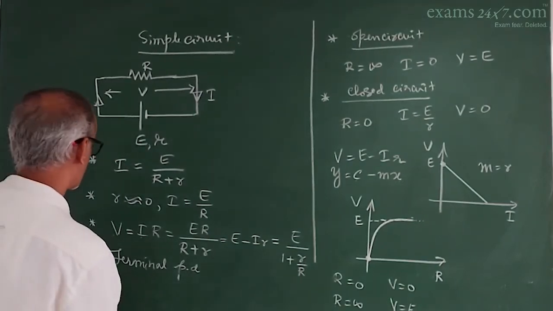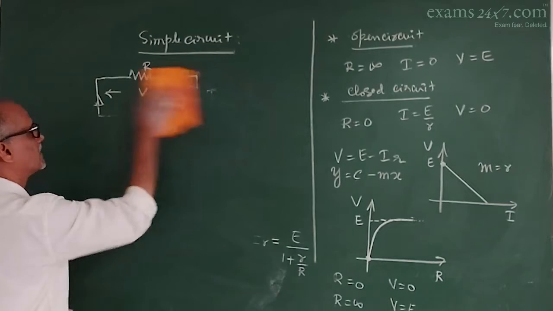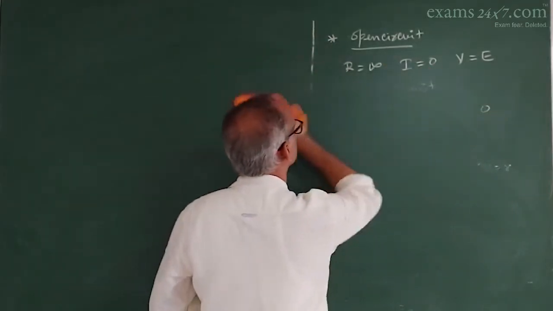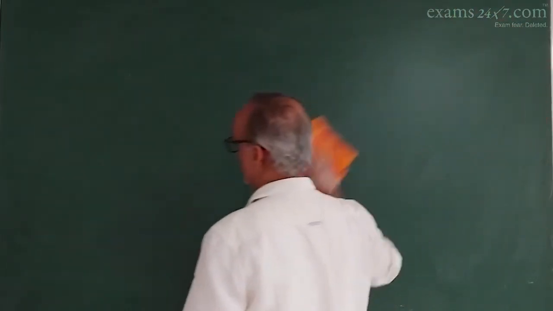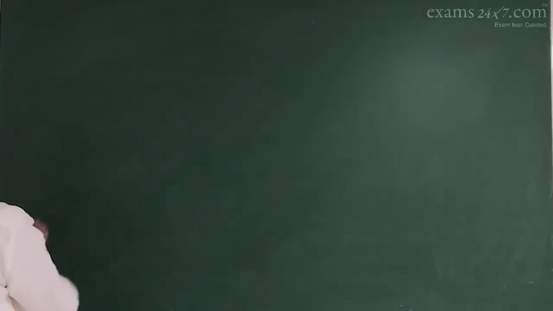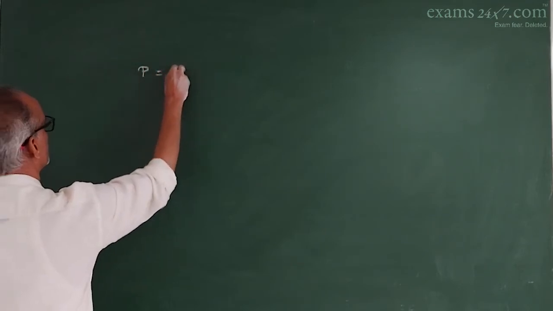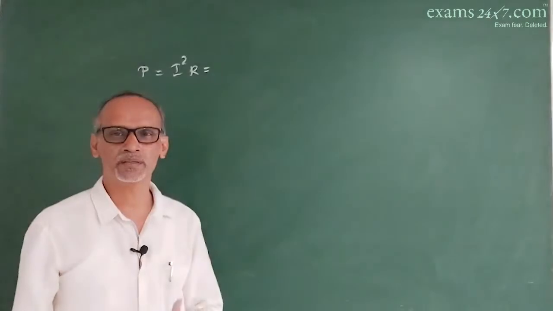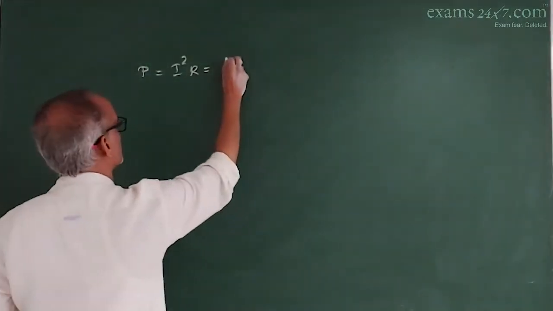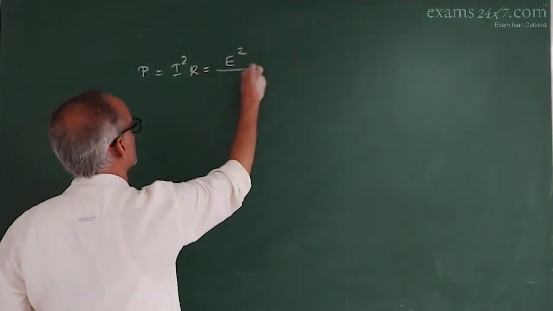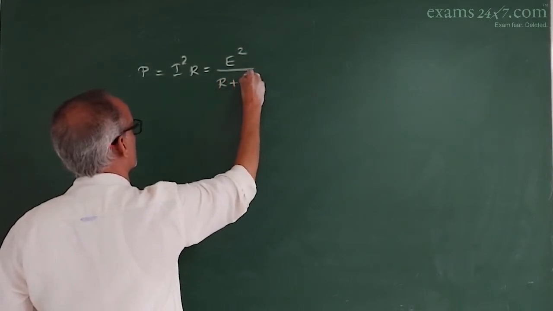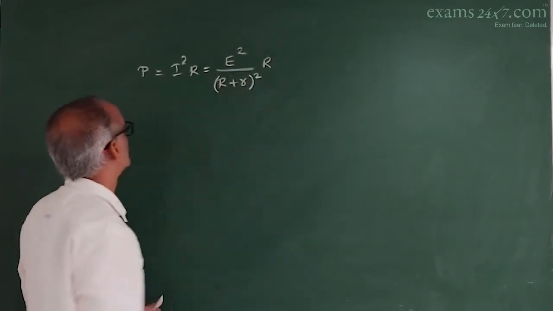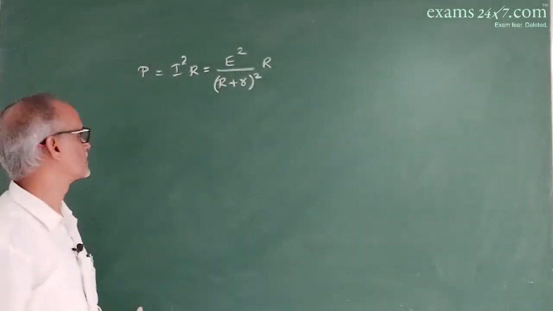So in the same circuit, we can even find the power consumed. So what is the power consumed? Power is given by P is equal to I square R. And the value of I is nothing but E by R plus r. So therefore it is E square by (R plus r) the whole square into R. So that is the power consumed.